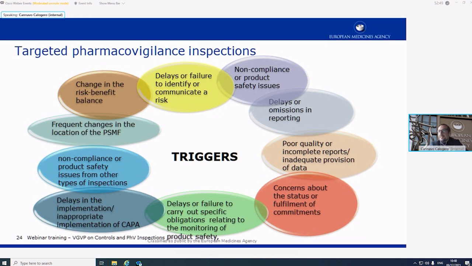These, as I mentioned before, other GMP inspection, for instance, or other kind of inspection. And again, one here is also the frequent change in the location of the PSMF. This is something that could, of course, trigger inspection, because if there is no motivation, of course this could alert why the PSMF is changing very frequently. So this could be something that we think, okay, we do avoid the inspection, and then of course this alerts the inspectors and us.